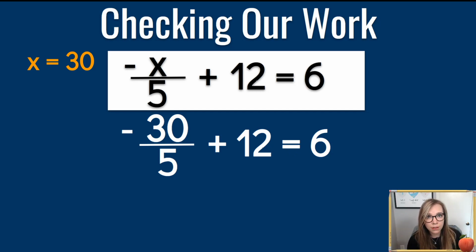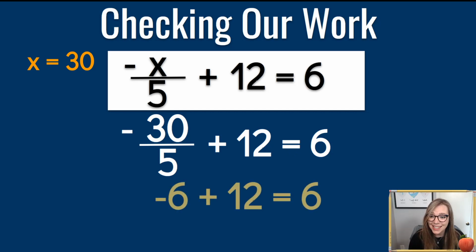We need to follow order of operations when we're checking this. So the first thing we're going to do is divide negative 30 by 5. When I divide negative 30 by 5, I'm dividing a negative by a positive, so it's going to stay a negative, and it's going to stay a negative 6. So now on one side, I have negative 6 plus 12 equals 6. And when I add together my negative 6 and my positive 12, I'm left with 6, and 6 equals 6.